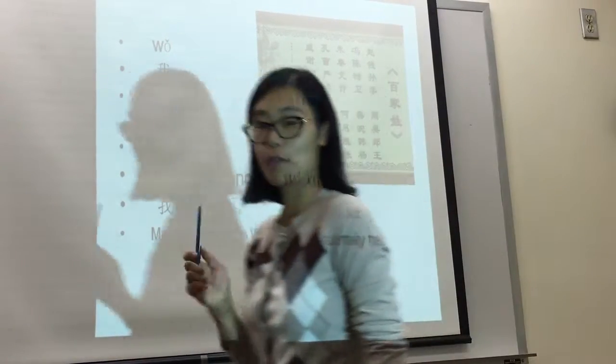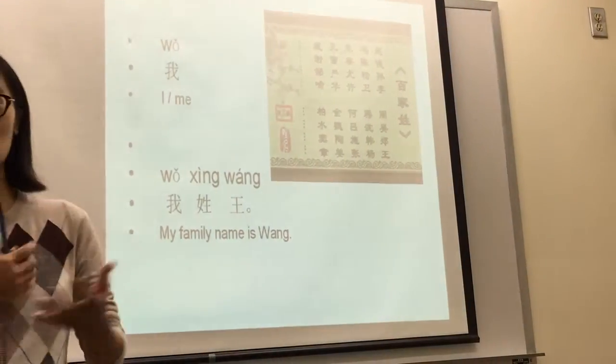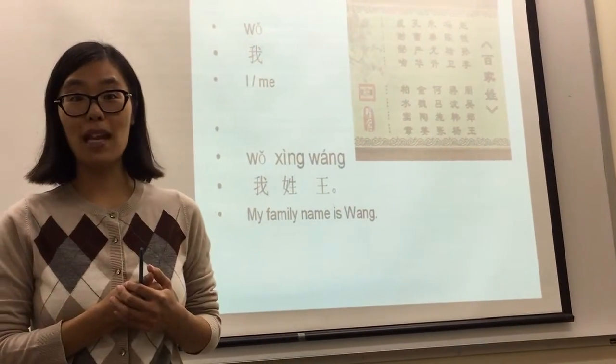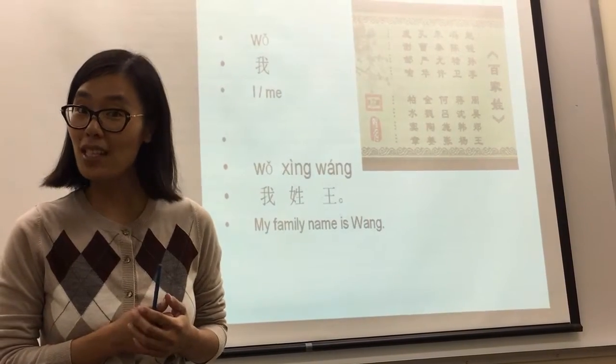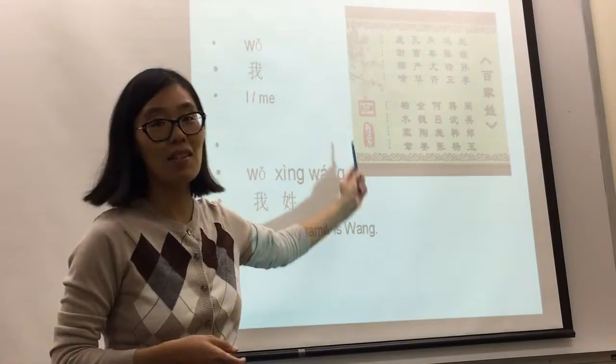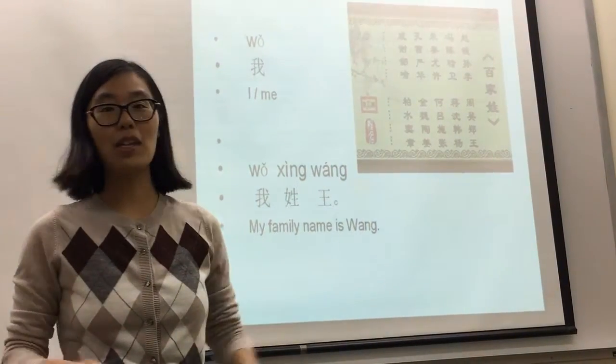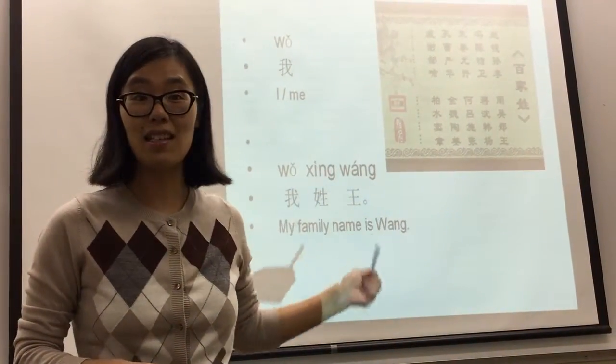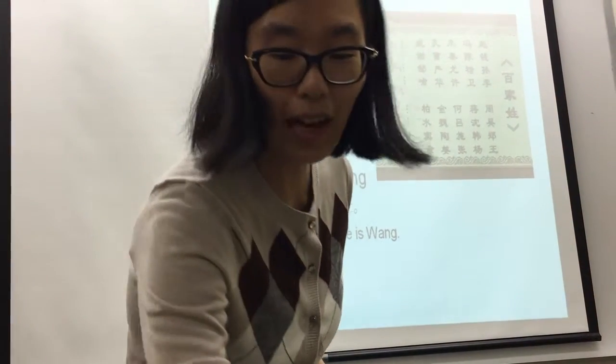好, this is about the first dialogue. So now you know how to ask someone's family name. 请问你贵姓? 我姓王, 我姓 Smith, 我姓李. And anyway, you can put all your family names behind this sentence. So this is about the first dialogue.